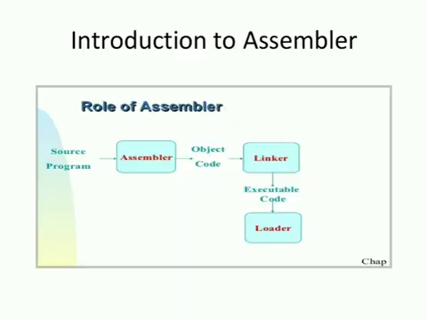As you can see in the diagram, a source program is given to the assembler, and what the assembler does is convert that source program into object code, which is nothing but your machine code, which is understood by the machine, and it is given to the linker. The linker is used to link some other subprograms to the main program. Then an executable file or executable code is generated and given to the loader to load in your system. So that is the role of an assembler.